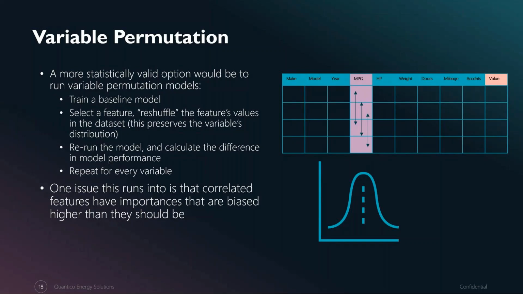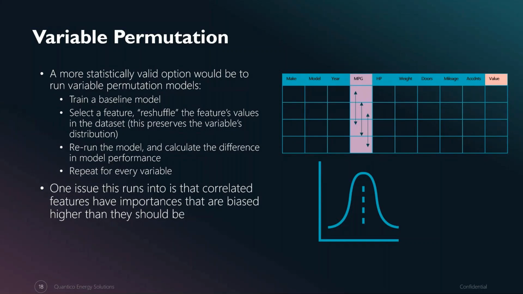There's two outcomes here that we could face, right? If we rerun the model with this shuffled miles per gallon, and the model still performs just as well as it did before, it's telling us that miles per gallon really was not that valuable. On the other hand, if we shuffle miles per gallon, and then when we run this model, the model performs very badly, that's telling us that miles per gallon is a very important feature for our model.